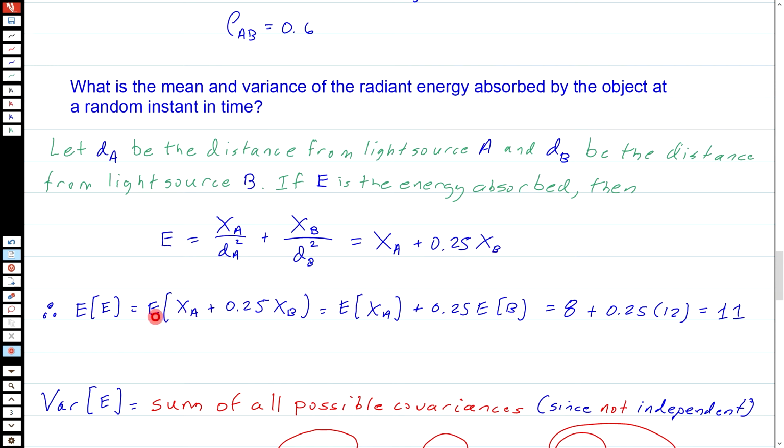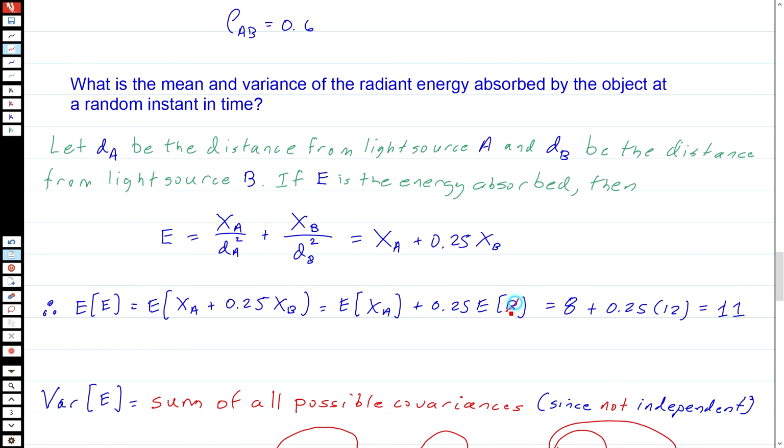And this is the expectation of the sum, which is just the sum of the expectations. So it's the expected value of XA plus the expected value of 0.25 times XB. The 0.25 is a constant, it can come out front. Oh, let me just correct this one too. This should be XB.